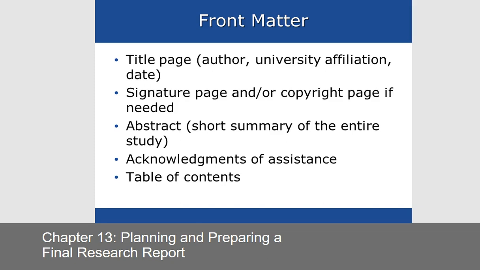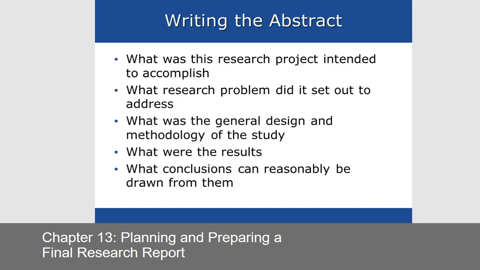Front matter: you will all need to include a title page. You can see the APA manual for style guide. For your dissertations and theses, you'll need a signature page. We don't need that here, but that is a part of a report. You'll need an abstract, which is a short summary of the entire study. That also is included in your assignment. Acknowledgements of assistance or support are always included in a dissertation or thesis, but not for this paper, and a table of contents is also included for dissertations and theses, but again, not for this paper.